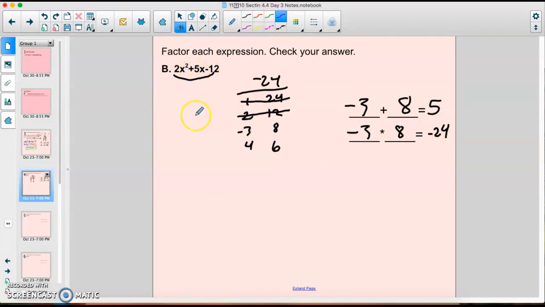Okay, so that's what our middle term gets split into. It gets split into negative 3x plus 8x. So here we go: 2x squared minus 3x plus 8x minus 12.